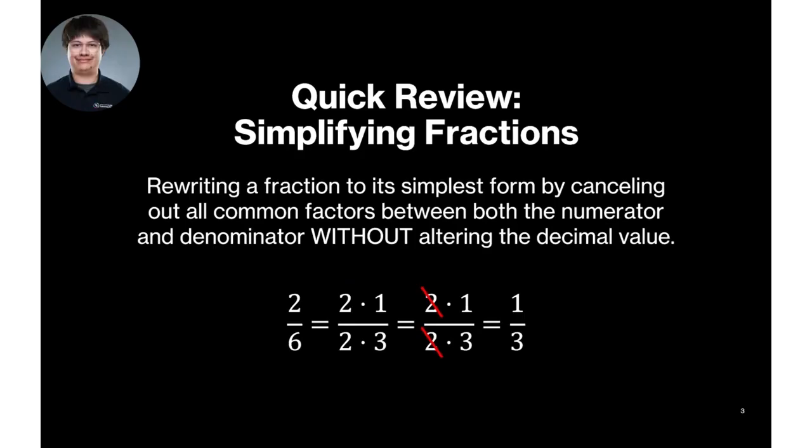What do I mean by that? Well, looking at my example here, you have 2 over 6. The greatest common factor, or the highest number that can divide into 2 and 6, is 2, which means that I can simplify this fraction. Rewriting 2 as 2 times 1 and the bottom as 2 times 3, we see that there's 2 on top and 2 on the bottom. So we can cancel them out, and we are left with 1 over 3. Now the highest number that divides into both 1 and 3 is 1. So that means the fraction is in its simplest form.